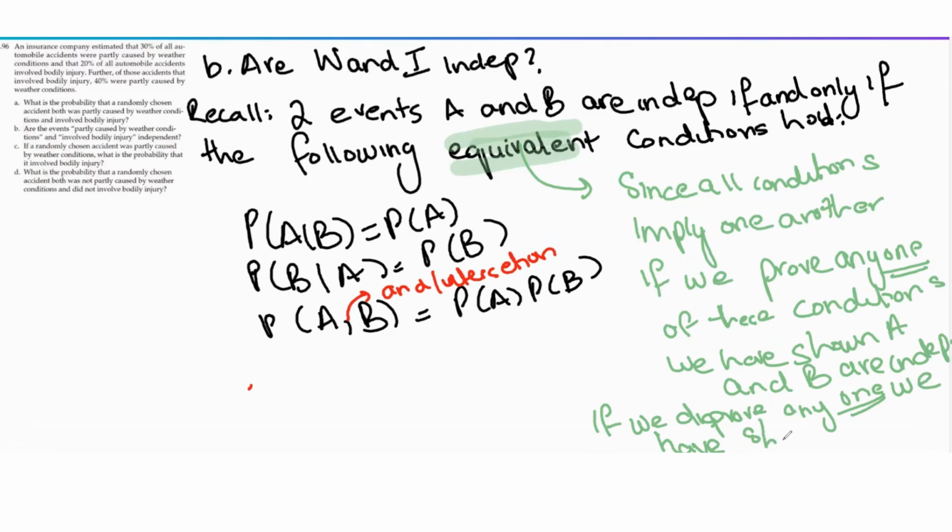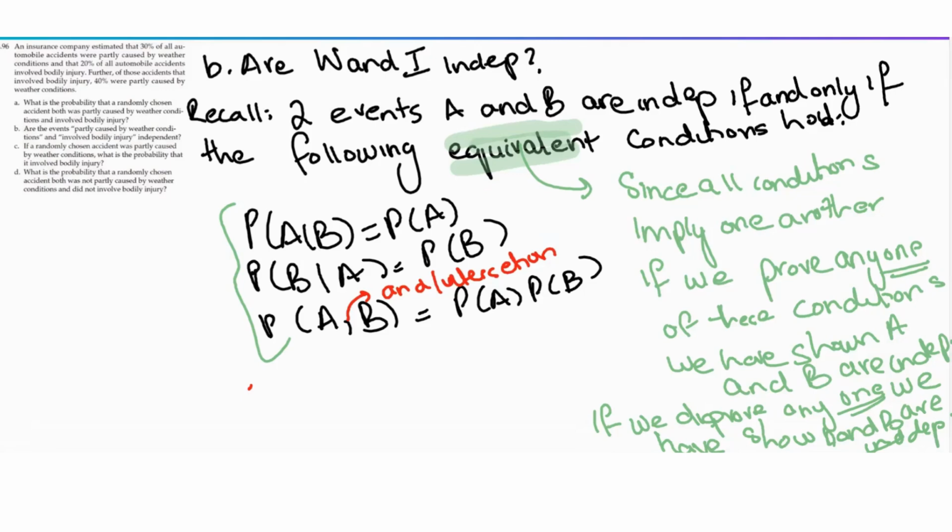So just keep in mind whenever you're trying to test whether two events are independent or not, there are three equivalent conditions we can use, but you only need to either prove one of these to show they're independent, or disprove any one of these to show they're not independent. Let's apply it to this example now.